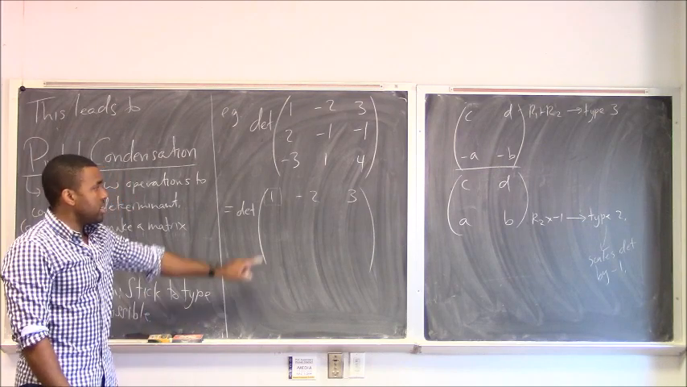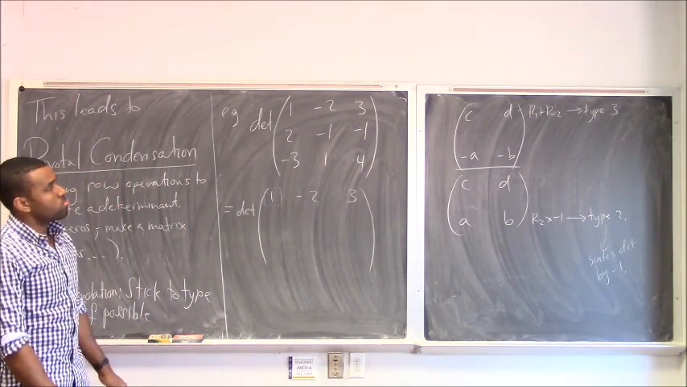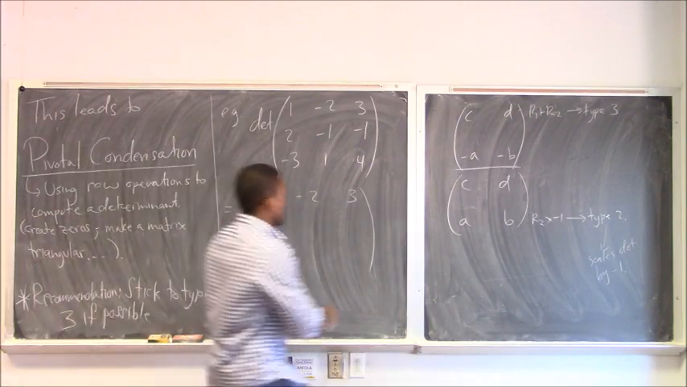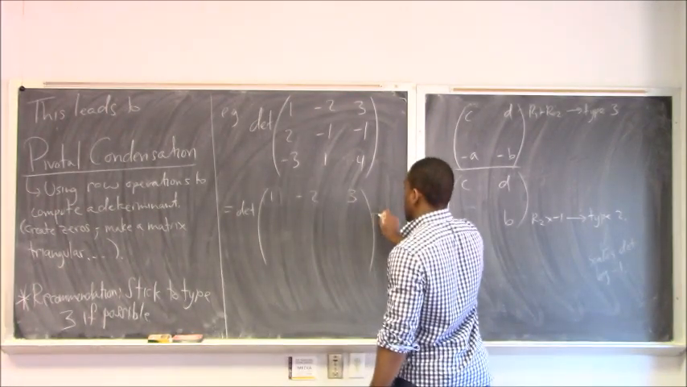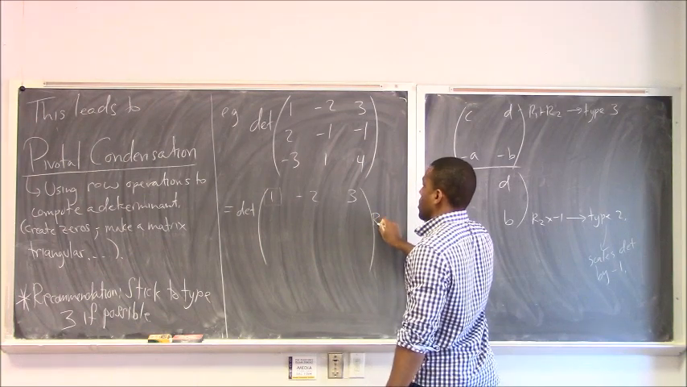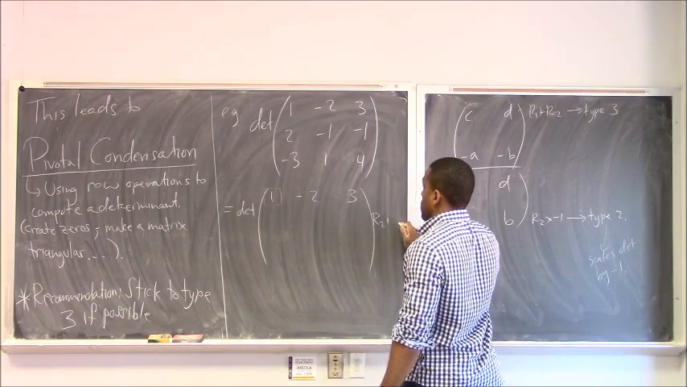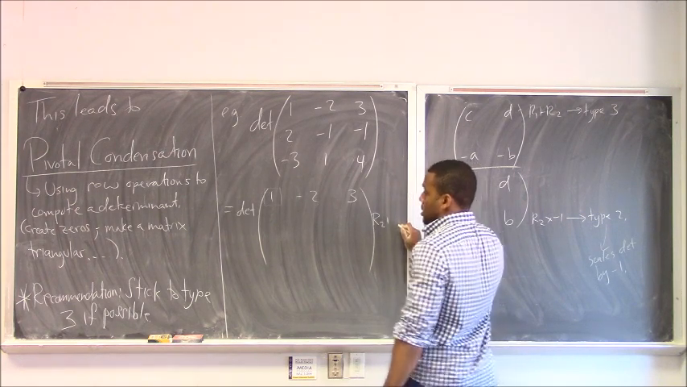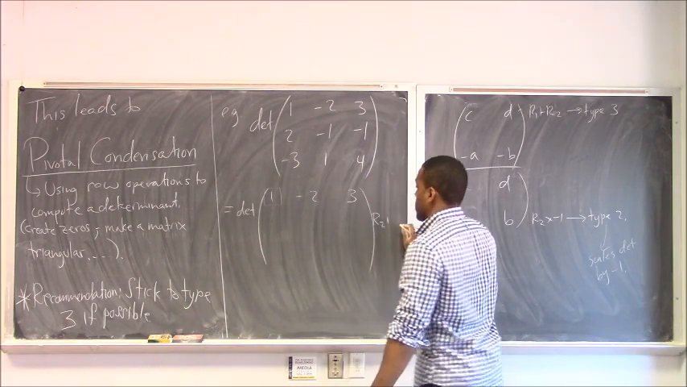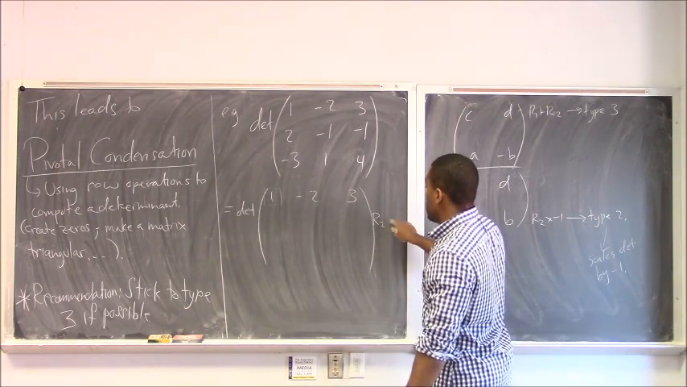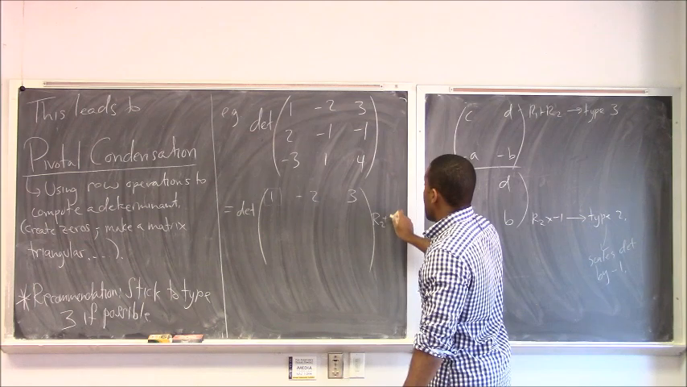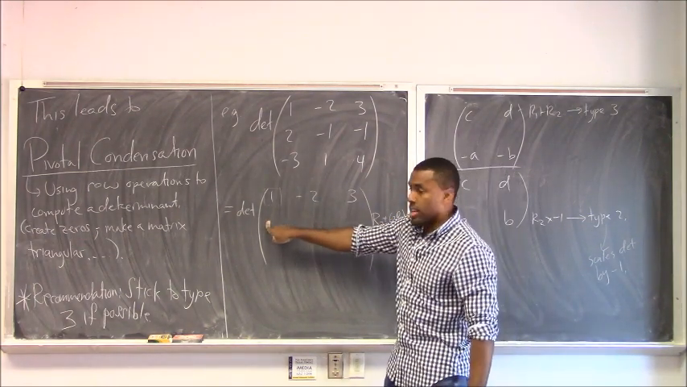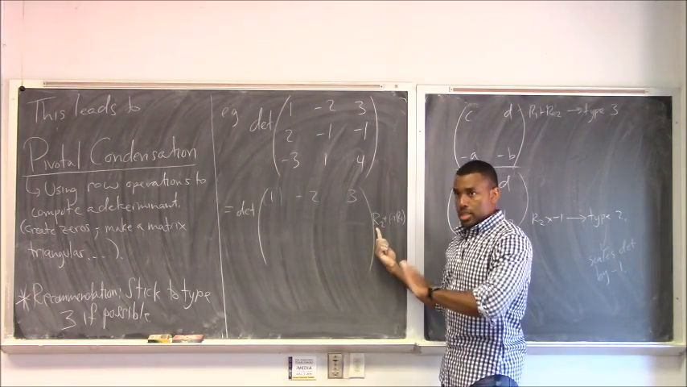So how can I get that here? You could do row 2 times 2 and combine it with row 3 times 3. That's not a type 3. Let's stick to type 3 if possible. You can do this with a type 3. I would take row 2 and add to it -2 row 1. Right? So I want to change the second row, so that second row should not be scaled.